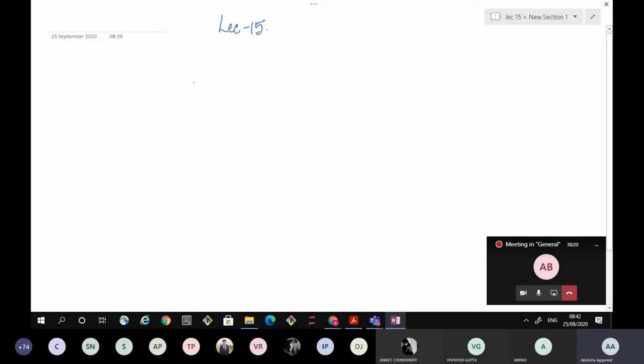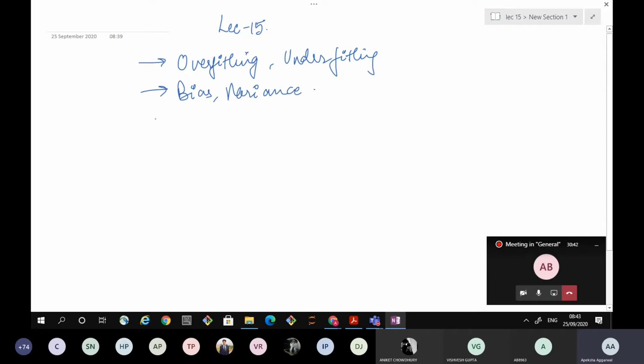So what we are going to do today is we are going to know more about overfitting, underfitting, bias, and variance, and we would look at the regularization methods. Okay, these three topics we are going to cover today. So let us start with overfitting and underfitting.